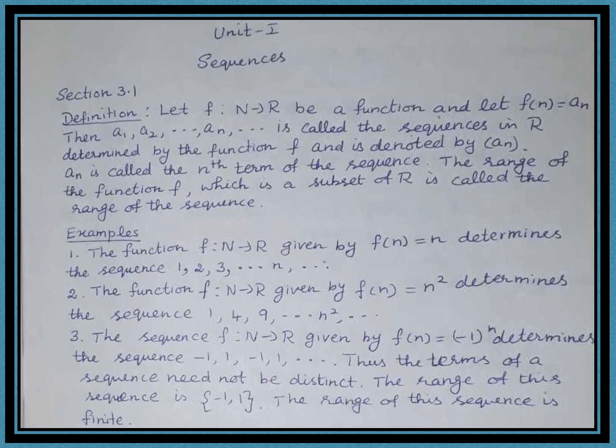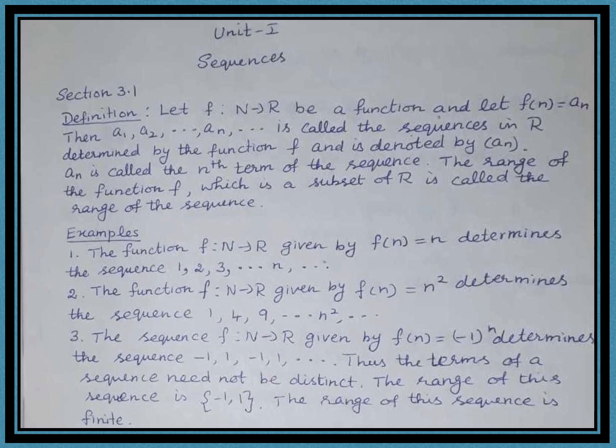The values a1, a2, etc., an, etc. are called the sequence determined by the function f, and we denote it by (an) within parentheses. So we read it as sequence an. The nth term of the sequence is an. The range of the function, which is a subset of the set capital R, that is the set of all real numbers, is called the range of the sequence.